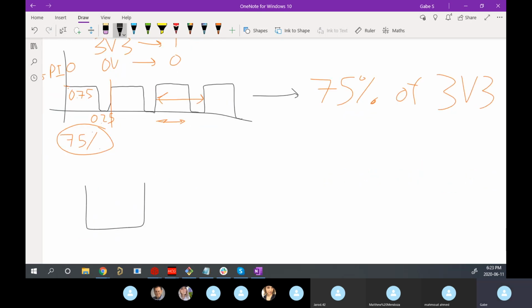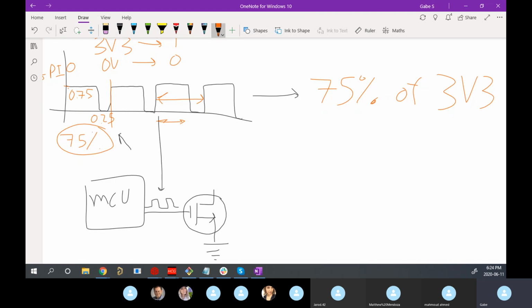So if I have my microcontroller, MCU, I can turn a switch on and off really quickly with this varying duty cycle. Let's say this is my switch. For those of you in the electrical lesson, this is your MOSFET, right? But we can just interpret it as a control signal. So this is my pulses, and it's opening and closing this switch at the duty cycle that we specify, right?